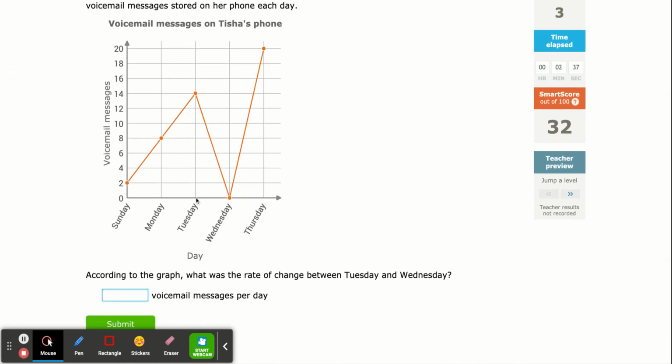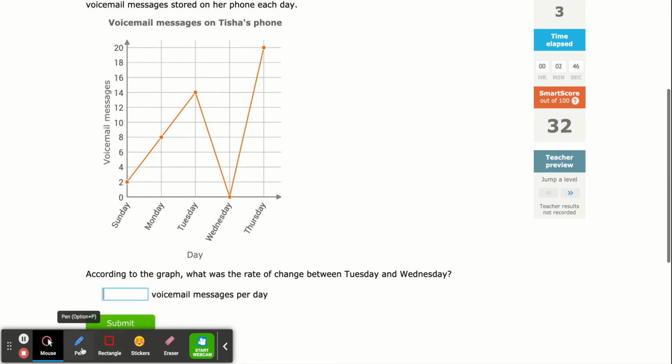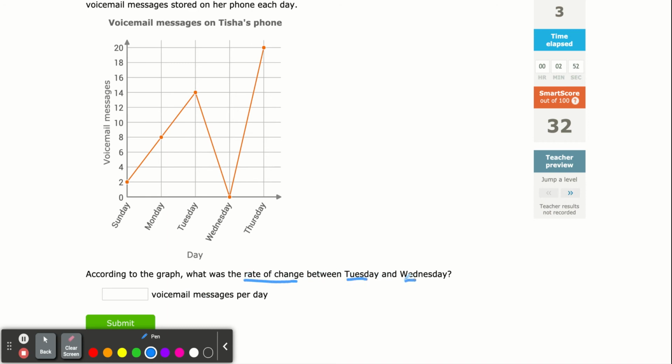It's always going to have a unit of 1 in the horizontal. In the next lesson, we'll talk about it being a different scaling, and you have to be careful with the scaling and reduce your slope. But for this one, we want to know what's the rate of change between Tuesday and Wednesday. We find Tuesday and Wednesday. We started at 14. We decreased all the way down to 0. So we had a -14 emails for the day between Tuesday and Wednesday.